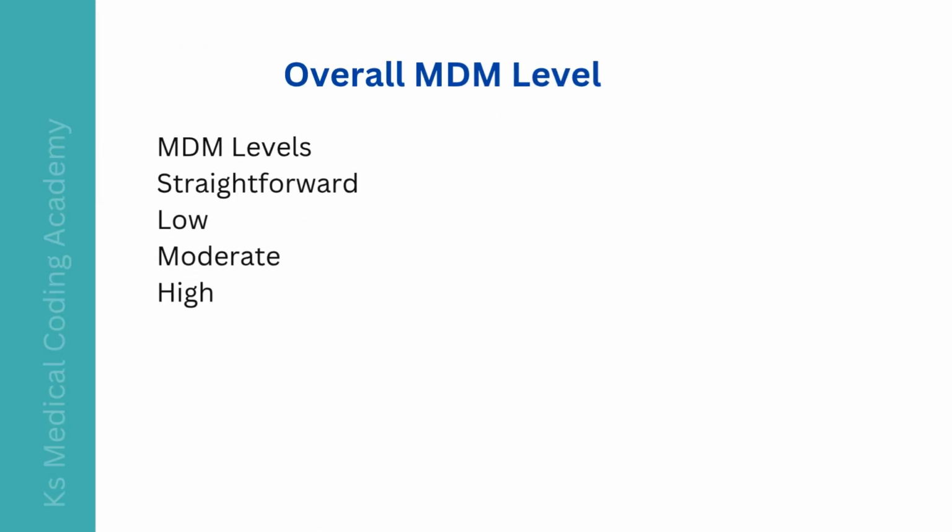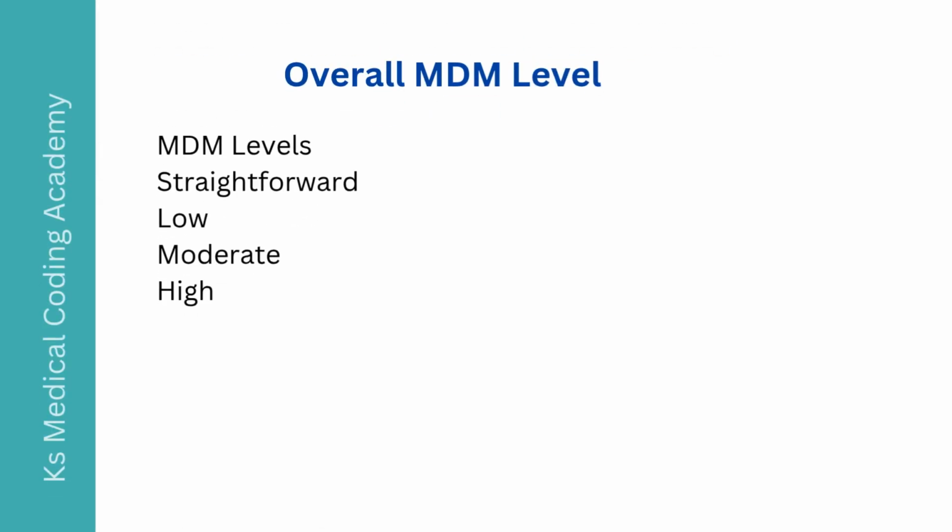The final MDM level is not based on only one element. Instead, CPT requires that 2 of the 3 MDM elements must meet or exceed the same level. These 3 elements are the number and complexity of problems addressed, the amount and complexity of data reviewed, and the risk of complications or patient management. If any 2 elements qualify for the same level, that becomes the overall medical decision-making level.